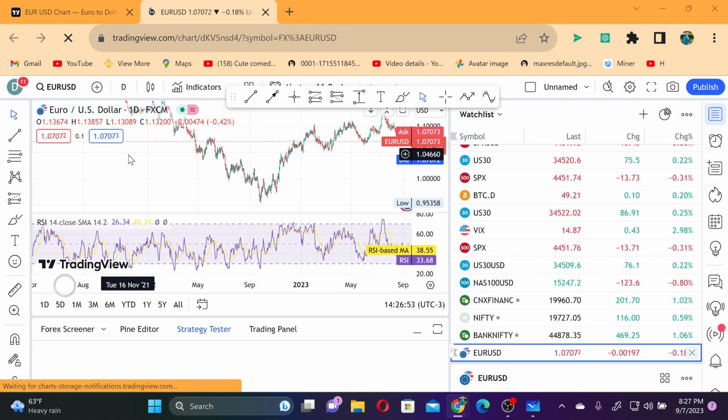What does this help you with in this chart? I double click, let me just edit one. This will help show you whether the market is actually overbought or oversold, and then you can come up with decisions over here.